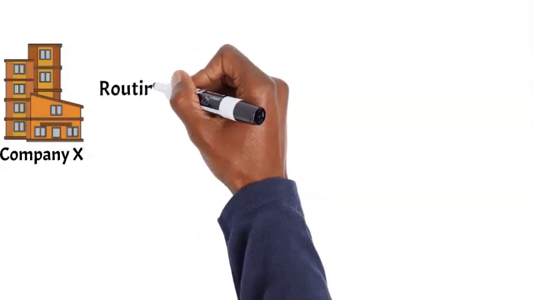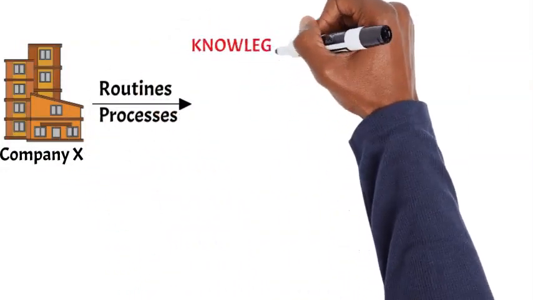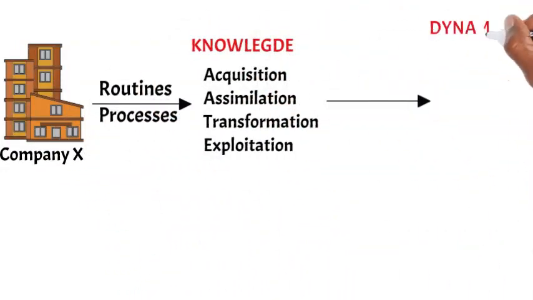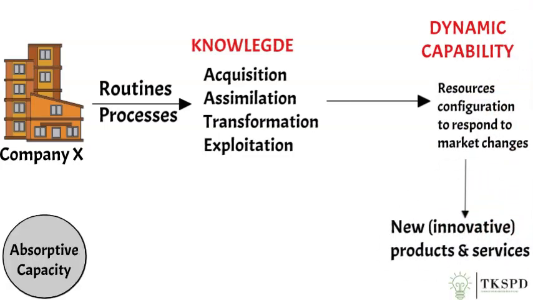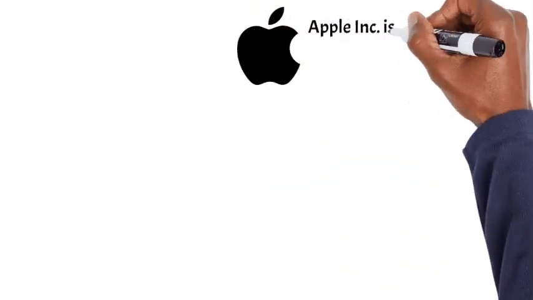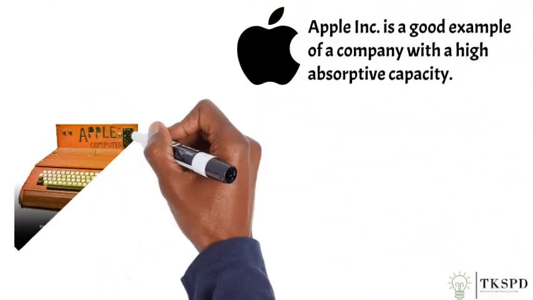When a firm has a set of organizational routines and processes to acquire, assimilate, transform, and exploit knowledge, it can generate a unique ability to configure its resources to respond to the changes in the market. Also, such a company will be able to constantly create new products and services to satisfy the ever-changing needs of its customers. This dynamic capability is evident at Apple.